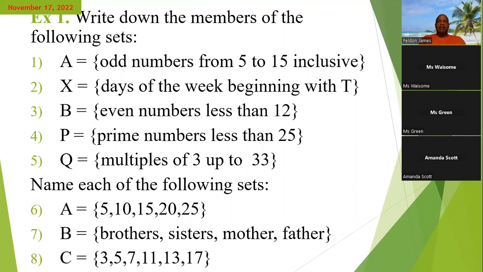For question 1, you have A is a set of odd numbers from 5 to 15 inclusively. If you are to write those members down or list them, let me ask Ms. Scott, what are the members of A based on the description?